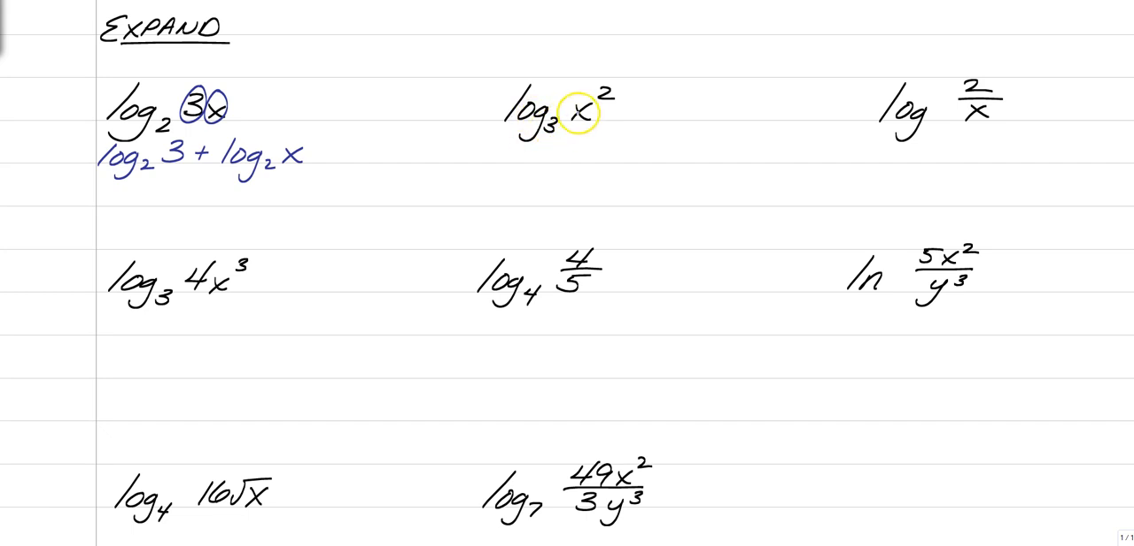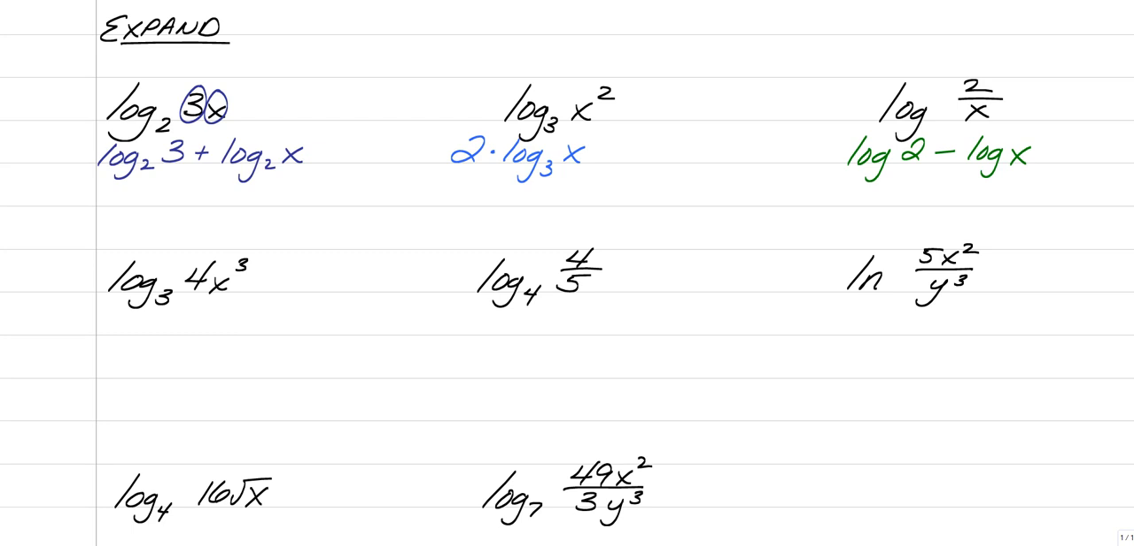Log base 3 of x squared. So this is the power property. So we're going to turn that into 2 times log base 3 of x. And finally, the last one is the quotient property. We're dividing 2 divided by x. So we have log of 2 minus log of x. So again, similar to the exponent properties you guys learned before, now we're just tweaking it a little bit.